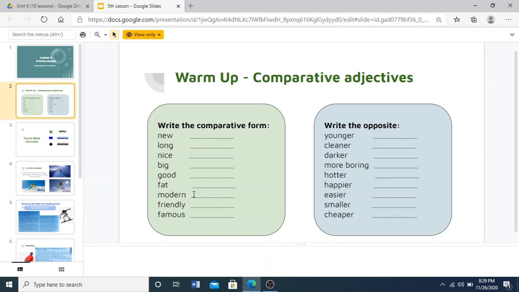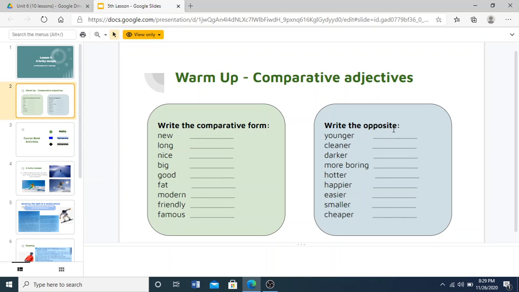Modern, because remember, it has a long syllable. It has more than one syllable. So modern is what? More modern. Friendly, more friendly. And famous, more famous. Okay, now we come to the opposite work that we have to do here.